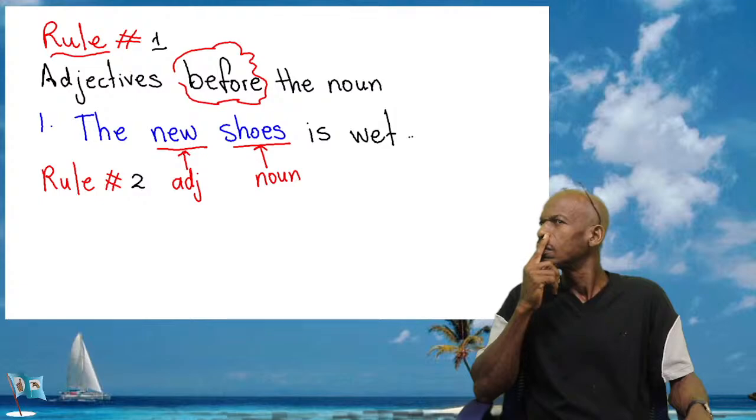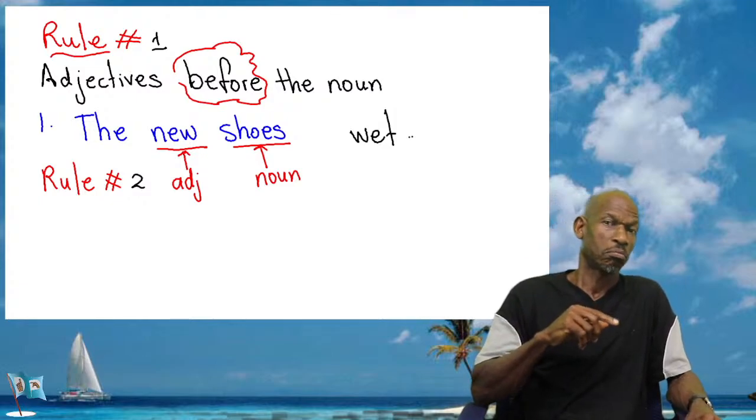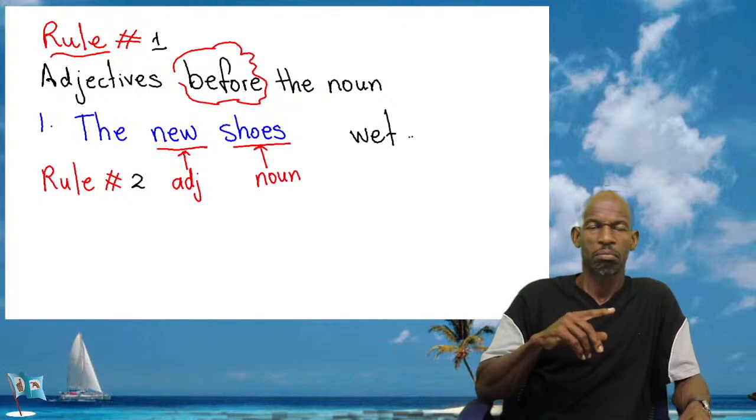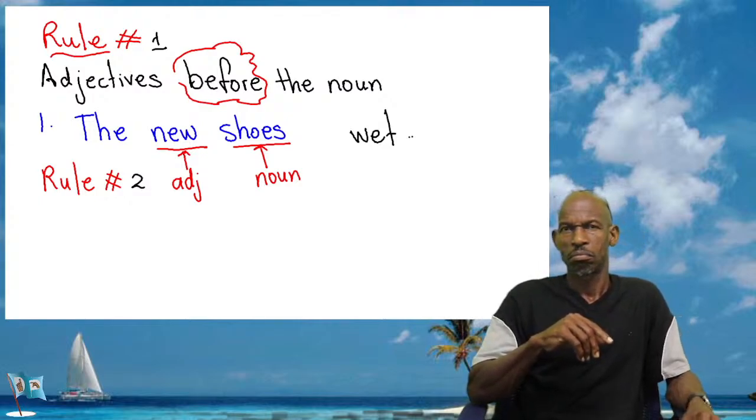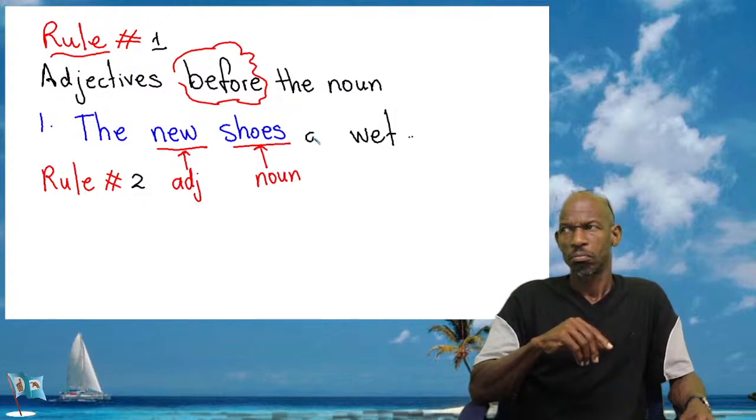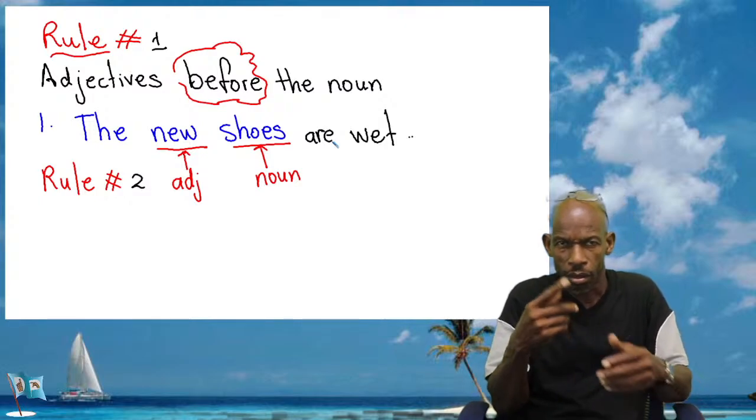All right. And we want to make sure we follow the rule in terms of the verb agreeing with the shoes. When we're talking about shoes, although it is one pair of shoes, I'm going to put the word are because we have es at the end of shoes. So the new shoes are wet.